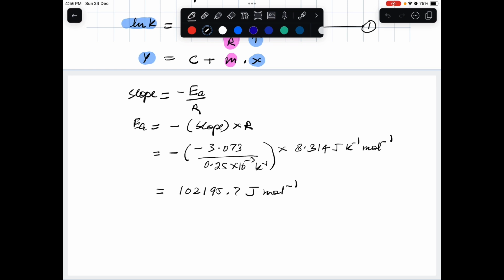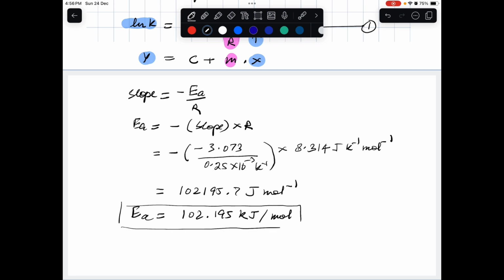So what is the final value? EA, energy of activation, is written as 102.195 kilojoules per mole. This is our first answer. They were asking us to calculate energy of activation. Okay, this is our first answer.